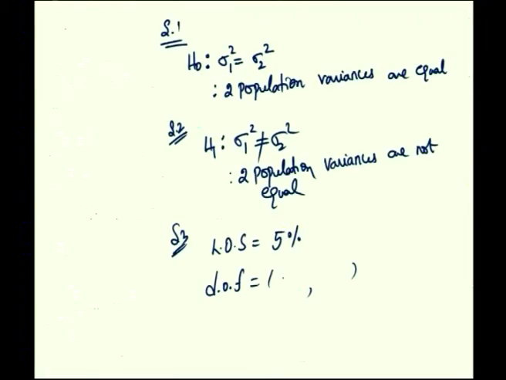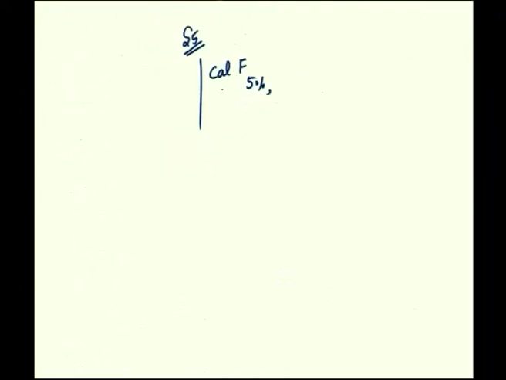Now, we have come to the comparison and conclusion part, where we can say that calculated F at 5% level of significance, the degrees of freedom we have to take from step 3. Since the formula is S2 square by S1 square, the degrees of freedom will be N2 minus 1, comma, N1 minus 1. N2 is actually 25. So, 25 minus 1, comma, 16 minus 1, which is equal to 24, comma, 15. So, the calculated value of F at 5%, 24, 15 degrees of freedom.